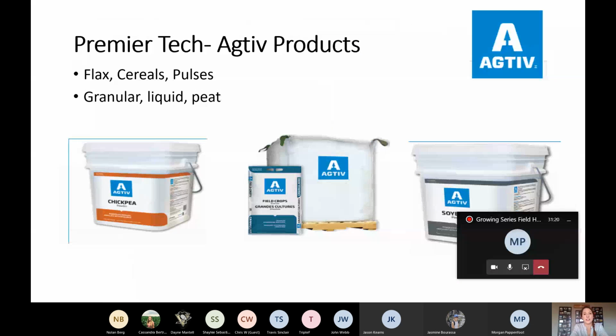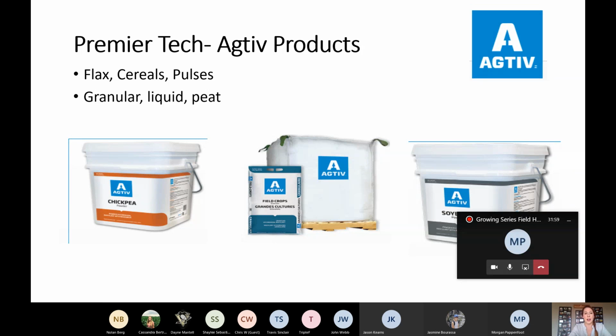The AgTiv products are from Premier Tech. You can get them for pretty much all crops, except they don't really have a canola one, is what I found. The nice thing is, depending on the crop, you can get them in granular, liquid, or peat form. And you can either get straight rhizobia products, or rhizobia and mycorrhiza products. I'm really excited for this, for example, for chickpeas, because I saw a really nice response from chickpeas in biostimulant type inoculants. And this is an all-in-one product where you don't have to treat it a couple times.